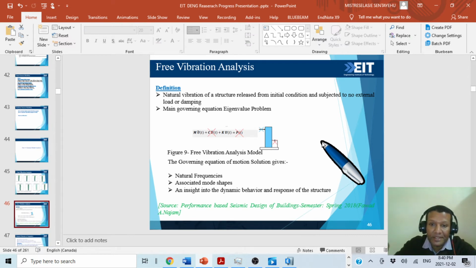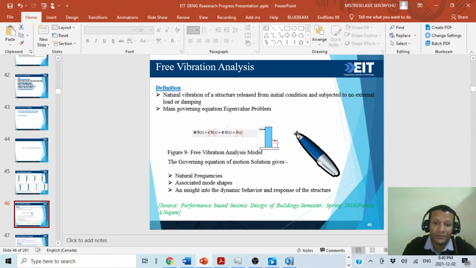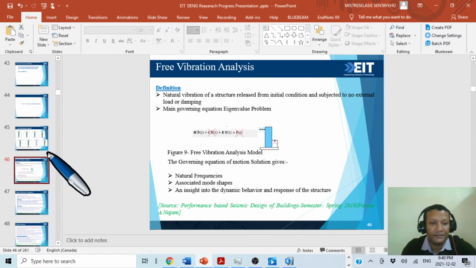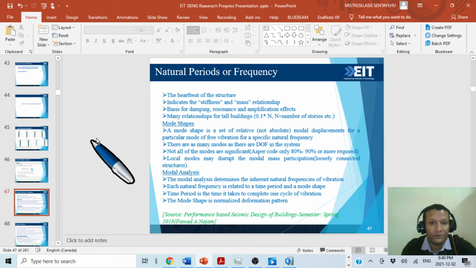The third one will be rotational. This is for regular buildings. If we have some problem, I will show you in a minute, that might not be the case. So as insight into the dynamic behavior and response of the structure, this is an insight. We will discuss it now.